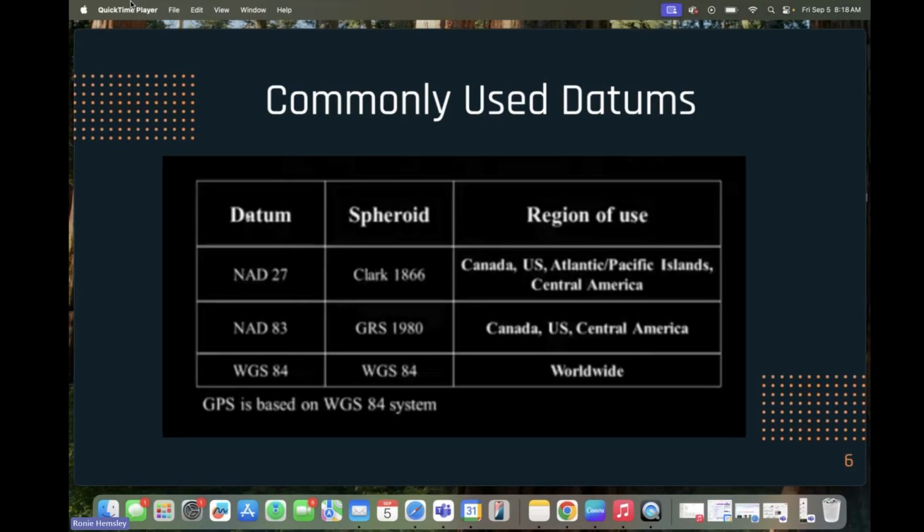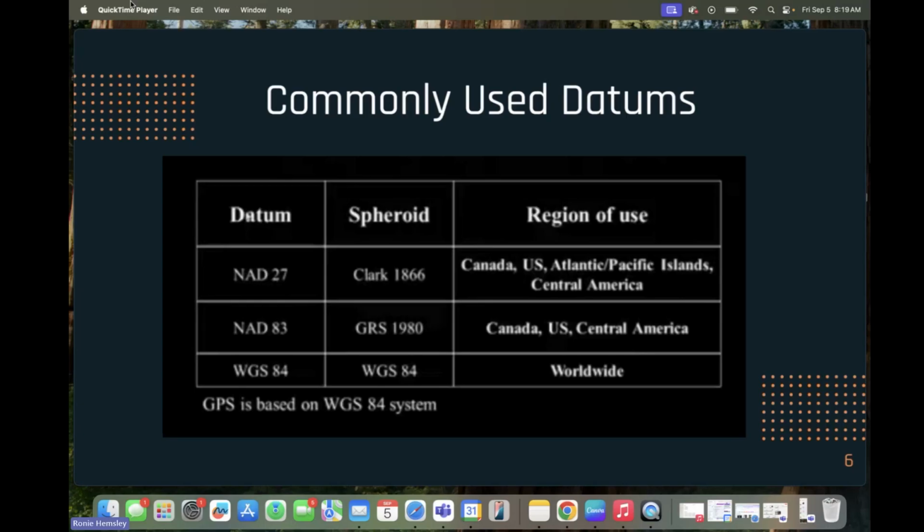Today, the most widely used datum is WGS 84. This is a global standard, and it's the one that all GPS systems are based on. So when your phone or GPS device gives you coordinates, it's referencing WGS 84. Understanding which datum is being used is critical because the same coordinates can actually point to slightly different places depending on the datum. This is why precision mapping always includes the datum reference.